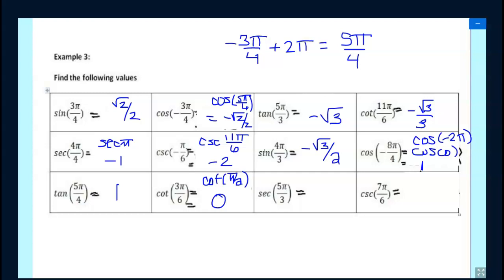5π thirds is in quadrant 4. Secant has the same sign as cosine, so cosine's positive, therefore secant's positive. The cosine of 5π thirds is a half, so the secant of 5π thirds is 2.